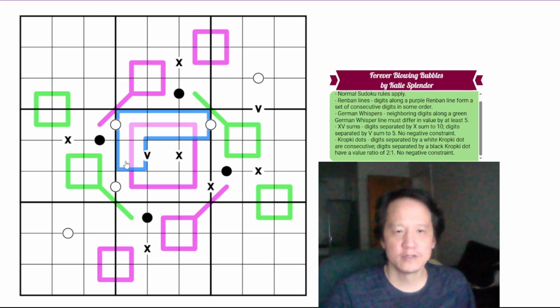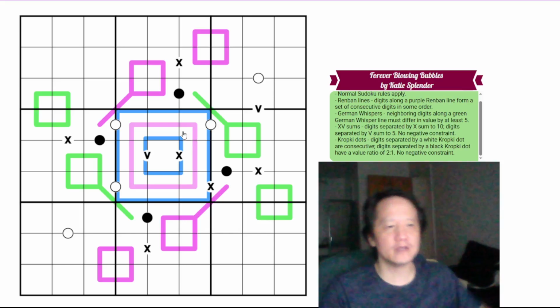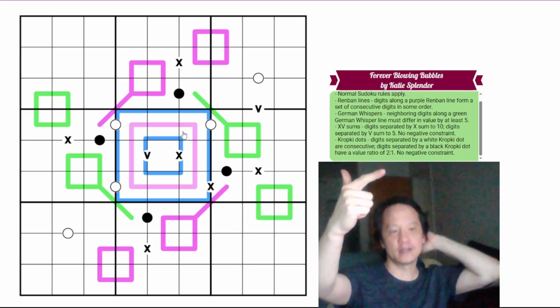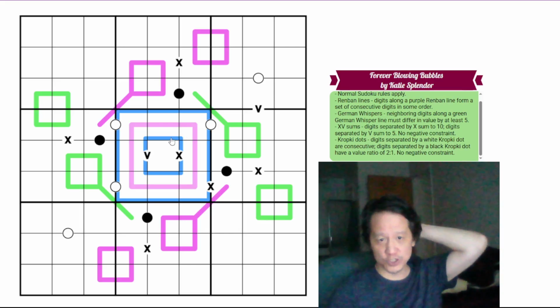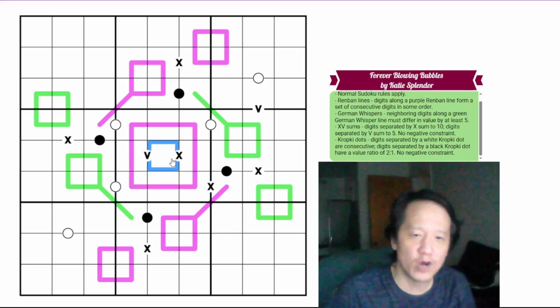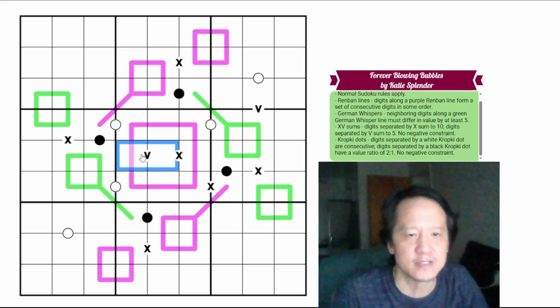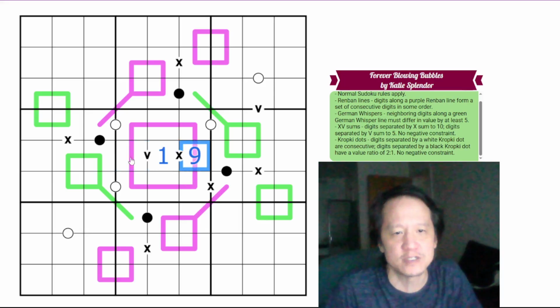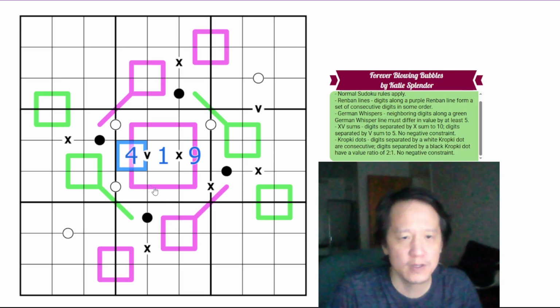Okay, so what we're going to probably start with is the middle box. We have an 8 size Renban. So that means that the digits have to be either 1 through 8 or 2 through 9. So that means the digit that's not on the Renban must be either 1 or 9. Well, 9 cannot be here because 9 cannot add up with another digit to make 5. So this must be 1, which forces this to be 9 and this to be 4. So that's starting there.